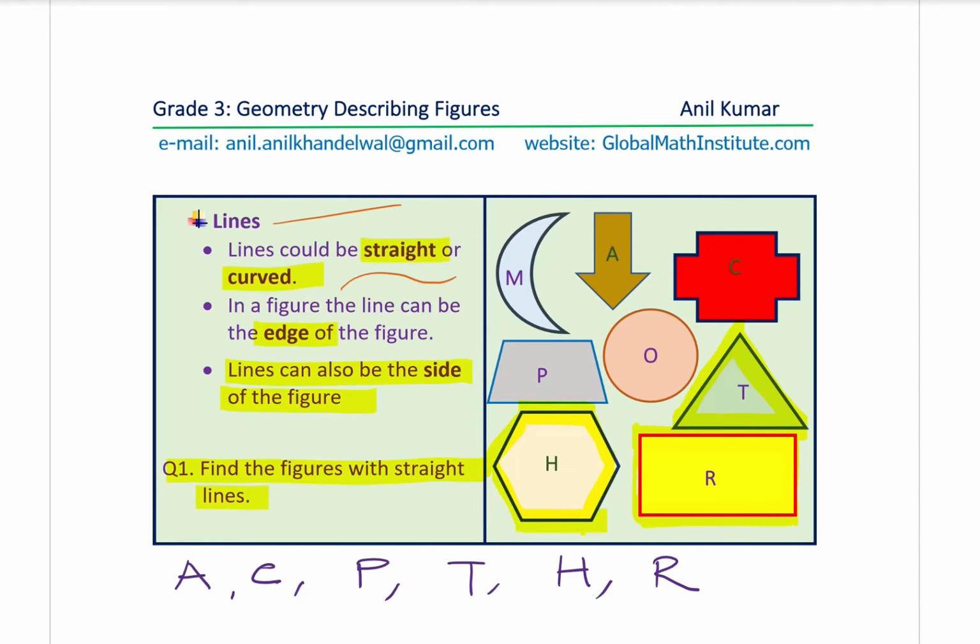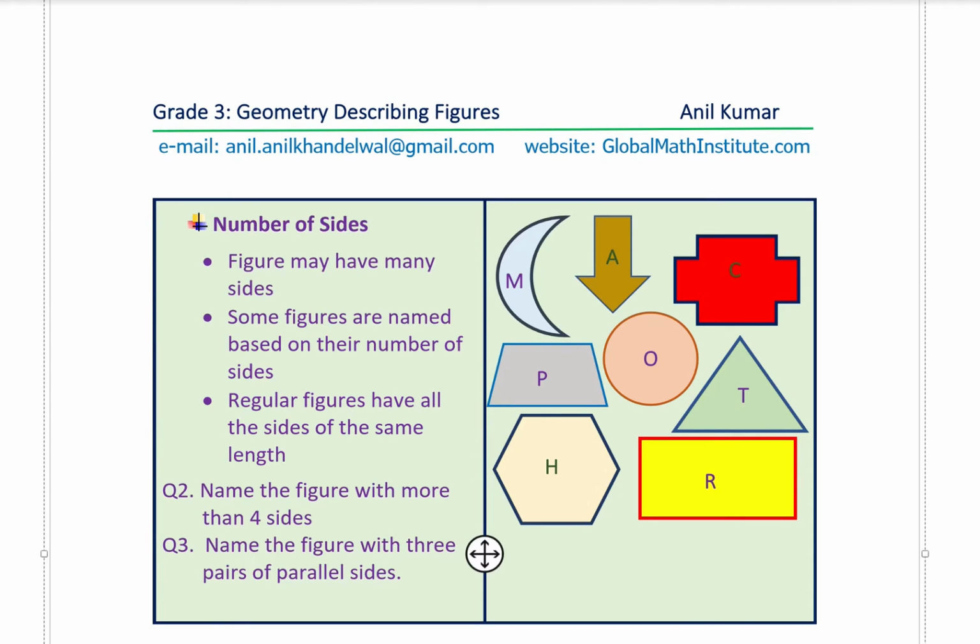Now let's move on and talk about sides. Lines, as you know, form the edge, correct? So these are also called the sides. What we are now saying is we'll figure out how many sides there are in a particular figure. A figure may have many sides, as you can see. A triangle has 3 sides, 1, 2, and 3. A rectangle has 4 sides, correct? Some figures are named based on their number of sides. Do you know that?